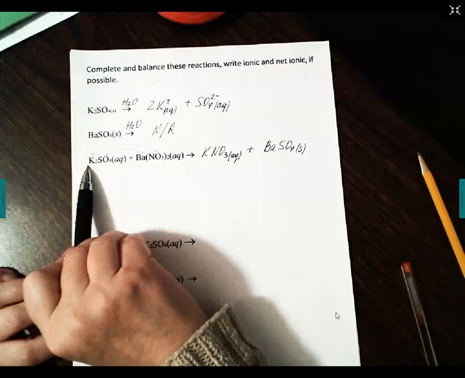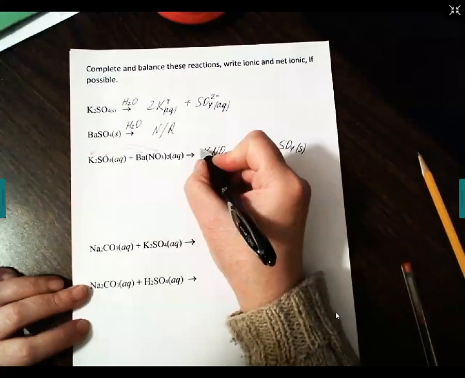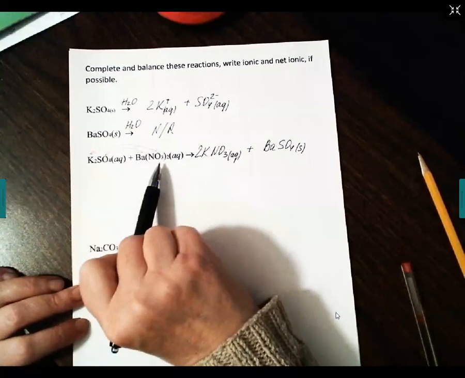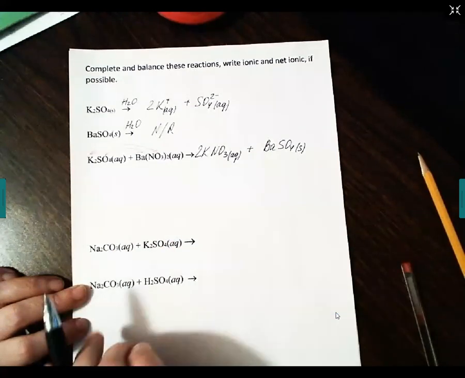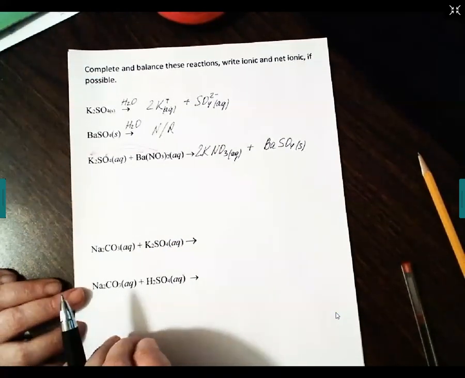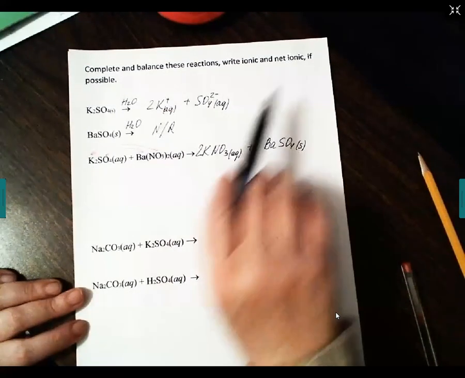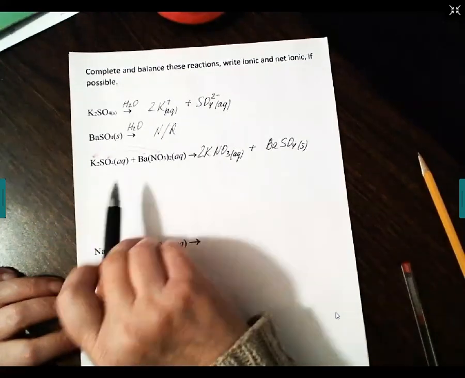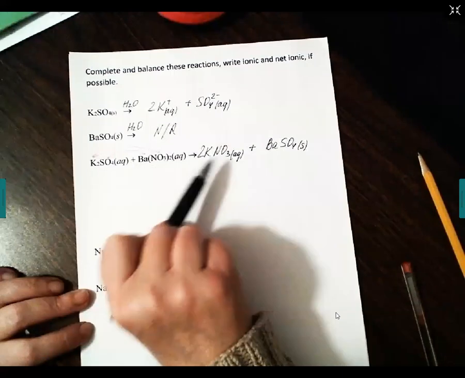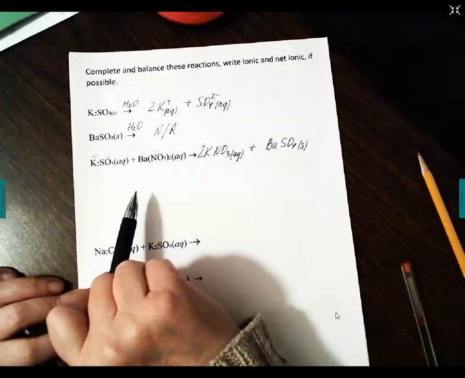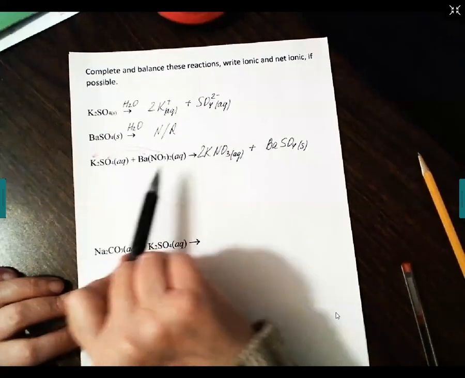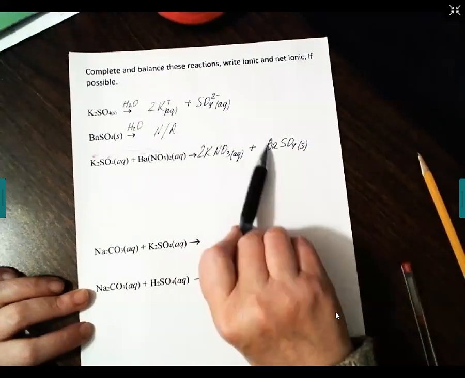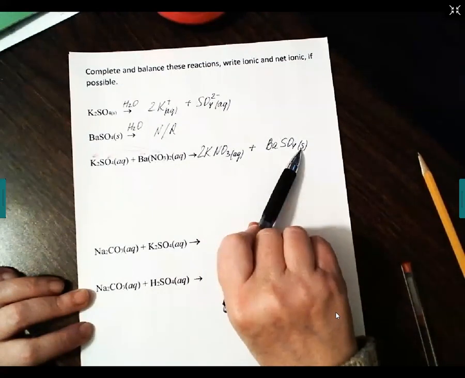So we have 2 potassium ions here, so we should put 2 here, and it balances the number of nitrate ions too. So now this reaction is balanced. We can write ionic and net ionic reactions for this one. So we should break apart into ions all soluble reactants or products, and we don't break solids, liquids, and gases. In this case, we will not break barium sulfate because it is an insoluble solid.